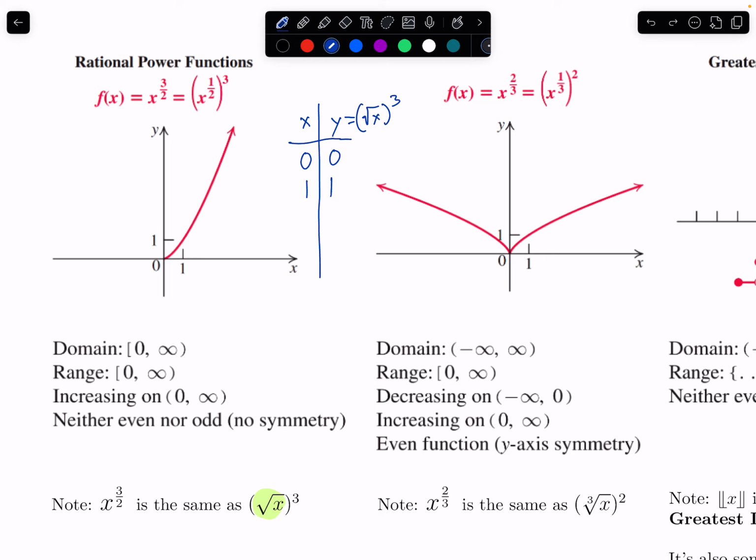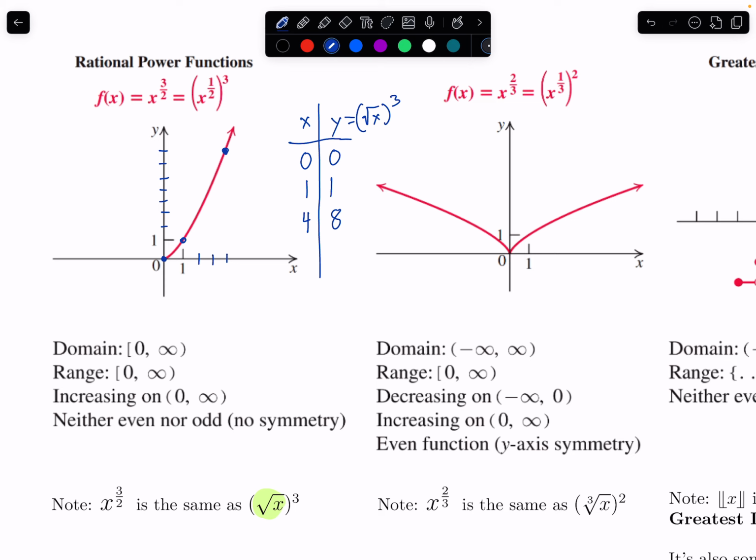Okay, now after that, I want to pick values that I can take an easy square root of. So the next value that I would want to pick would be 4. I can take the square root of 4, that's going to be 2, and then I cube it, I get 8. Right? So I get 0, 0, I got 1, 1, and I got 4, 8. Right there.